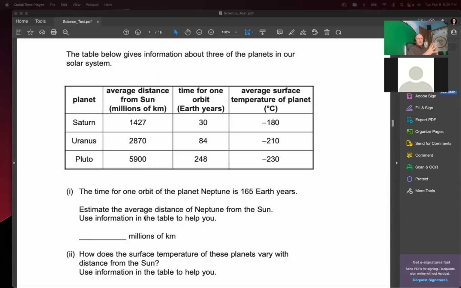Now, the time for one orbit of the planet Neptune, which is not on the list, is 165 Earth years. Okay. Estimate the average distance of Neptune from the sun. Use the information in the table to help you. This is the most challenging question on the test. Okay, I could see that.